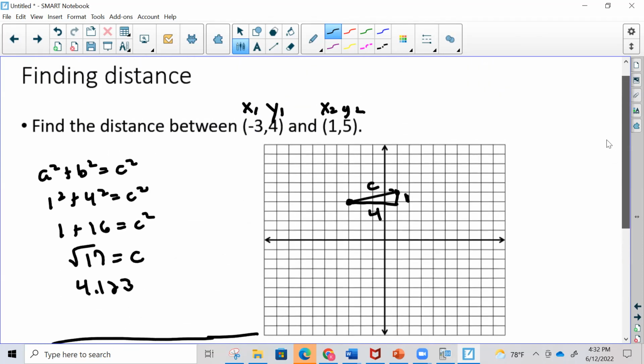Okay, so that's how you do the Pythagorean theorem or the distance formula if you're just given the 2 points. And if you want to do the Pythagorean theorem, then you do have to plot it on a graph and make that right triangle.